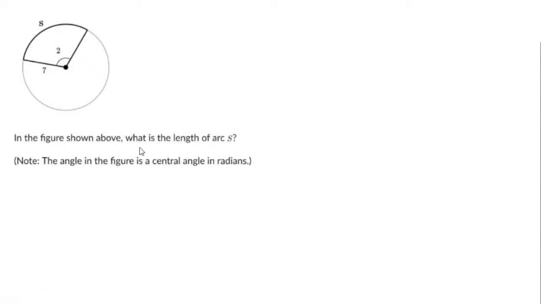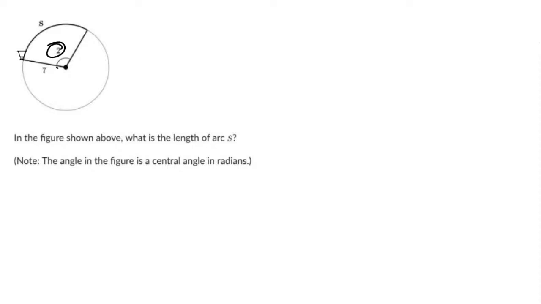Okay, so what is this? We have a circle and we need to find the length of the arc S. We know that this is a central angle and 2 is in radians. Okay, guys, before answering, we need to find the length of it, right?